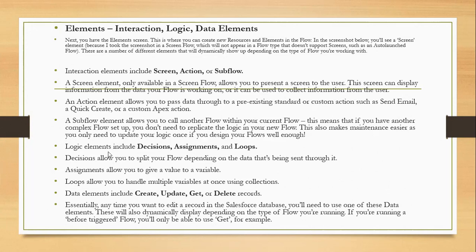Next, logic elements, including decisions, assignments, and loops. Decision allows you to split your flow depending on the data type, the data that is being sent through. Assignment allows you to give a value to a variable. Loops allow you to handle multiple variables at once using collections. Data elements include create, update, get, and delete records.